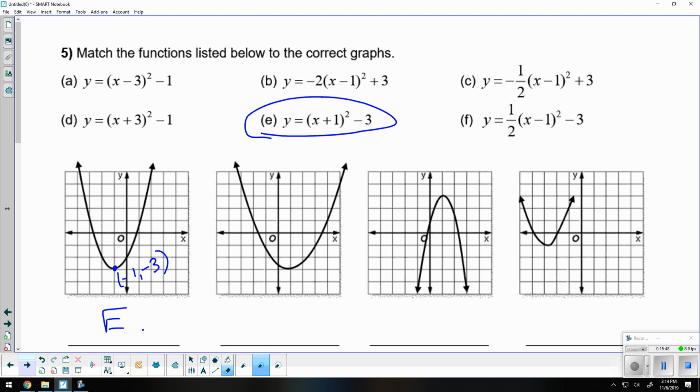Can't be anything else. So again, H is always opposite as you see it. This is technically -1, and this would be -3. So H is opposite, but K is exactly as you see it.